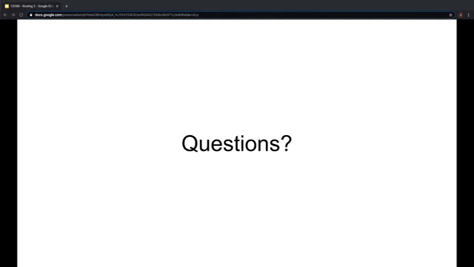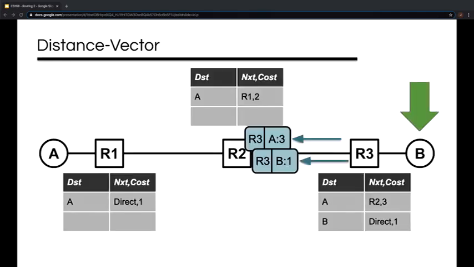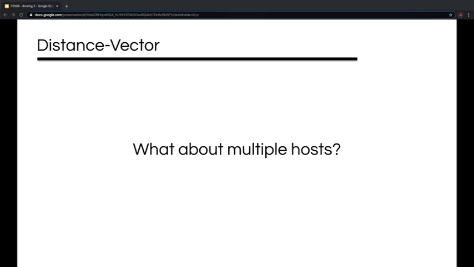Yeah? How does it work within? When a router goes down. Yeah, we'll come back to that. Another question? About adding new things. Okay. So before we get to that, we will come back to this momentarily.